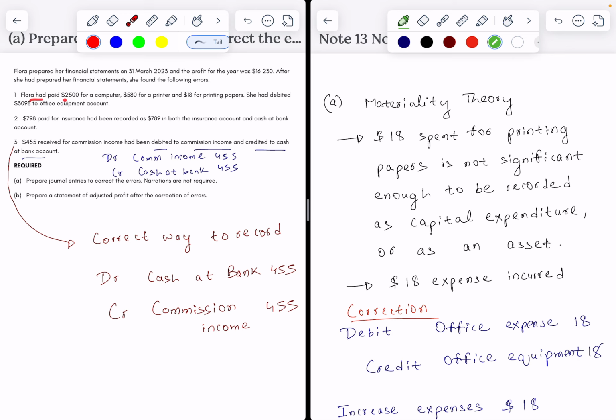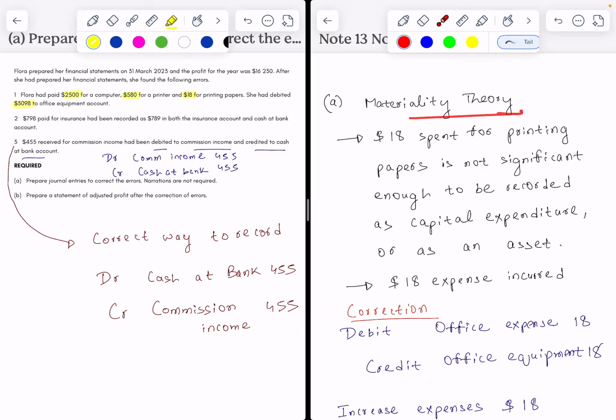Flora had paid $2,500 for a computer, $580 for a printer, and $18 for printing papers. She had debited $3,098 to office equipment account. Now, the $3,098 that's being shown here is the sum total of the price paid for the computer plus the price paid for the printer and the cost for the printing papers. Now, this is not correct because it violates the materiality theory.